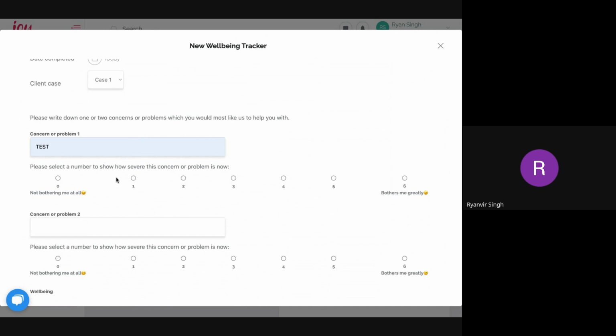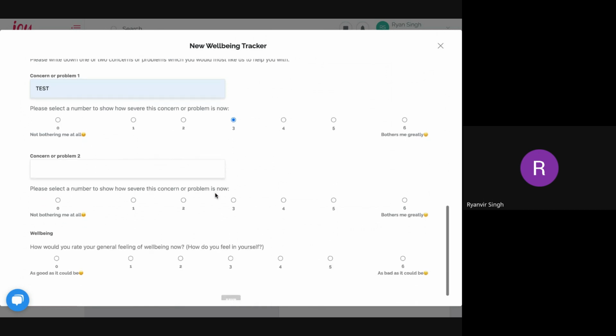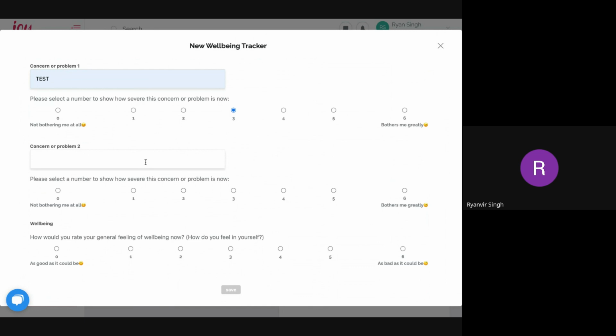And then select how severe the concern or problem is. So 0 being not bothering the client at all, and 6 being that it bothers them greatly. And then if they have a second concern or problem, you can enter that here. You don't have to, but you've got the option to do so if you wish. And then also rate their well-being as to where it stands currently during your conversation or meeting, and then just head over and click save.